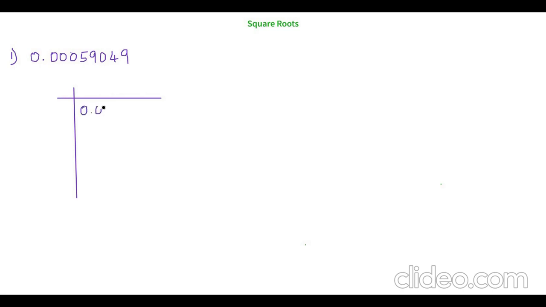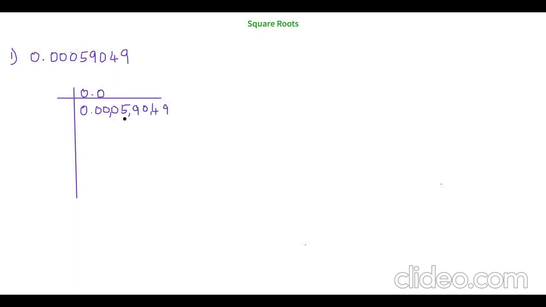So 0.00059049. What was our first step? From the right hand side we are going to pair the numbers. We are going to take two numbers. So this will be one pair and this will be one pair. So now we have paired the numbers. Before the decimal there is a 0, so we will put a 0 point. And after that again we have a pair of zeros, so we will put a 0. And then now we have 05. 05 we can take as 5.